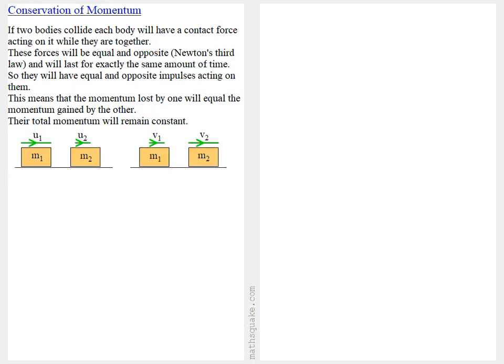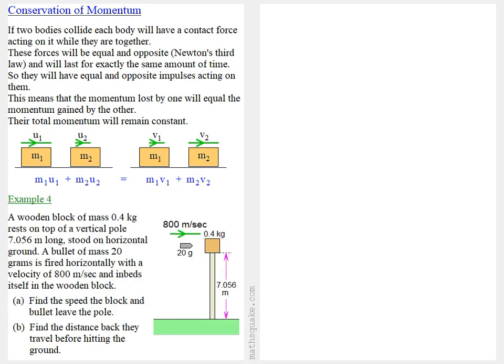If we have two bodies with masses m1 and m2 and velocities u1 and u2, which then collided, and their new velocities were v1 and v2, then the total momentum would remain the same. m1u1 plus m2u2 would equal m1v1 plus m2v2. Let's have a look at an example.